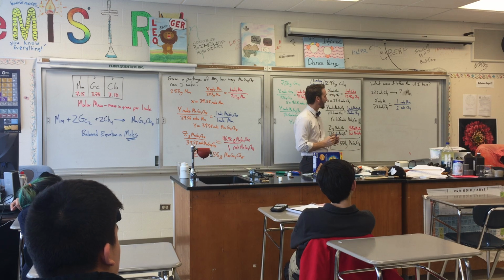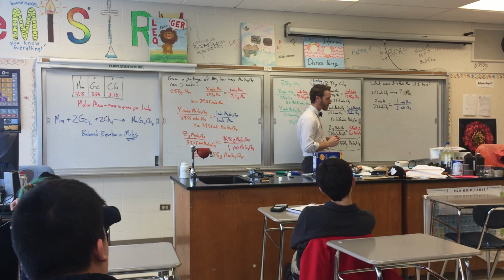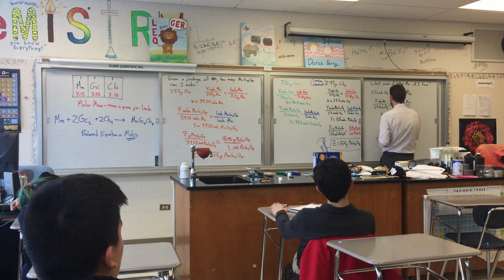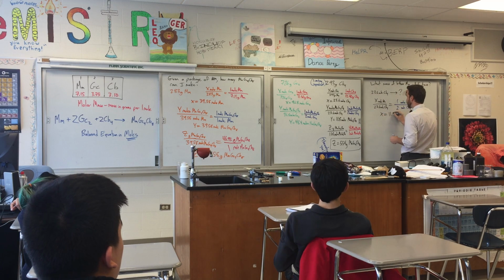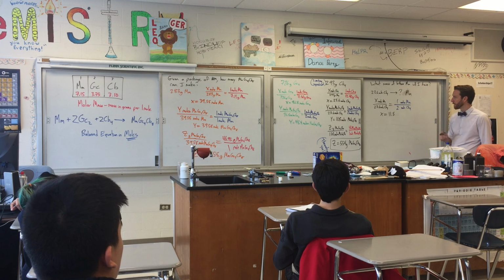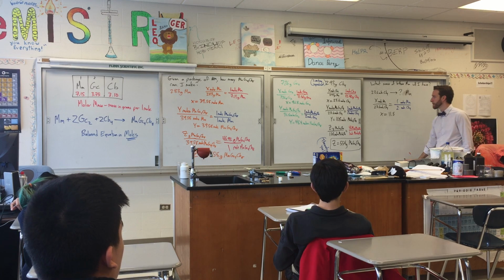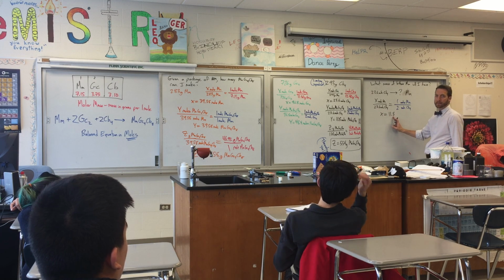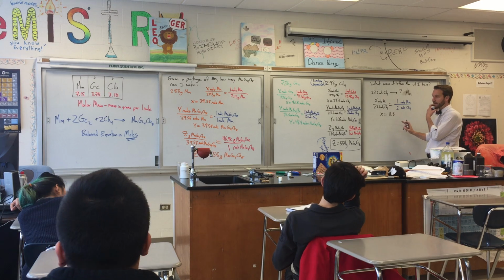So if we solve this, what do we get? Divide this by 2: 11.8. Because this is not divisible by 2, you have to steal 1 from here. 1.6 over 2 is 0.8. 22 over 2 is 11.